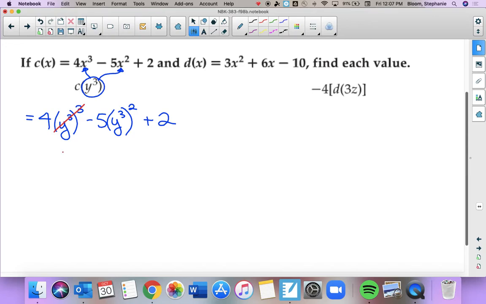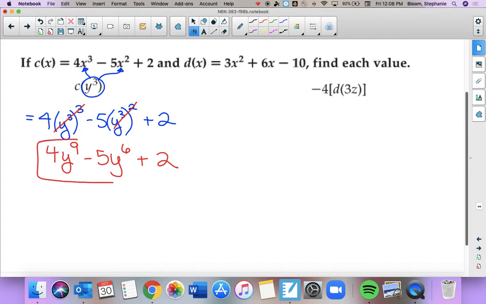Remember, you multiply exponents when you raise a power to a power. Then you can just bring down that 4. What do you get when you take y cubed to the second? Y to the 6th. Then I can bring down that negative 5. And then I have my plus 2. Can I add or subtract either of those? The answer is no. Why not? They don't have the same exponents, which means they're not like terms.